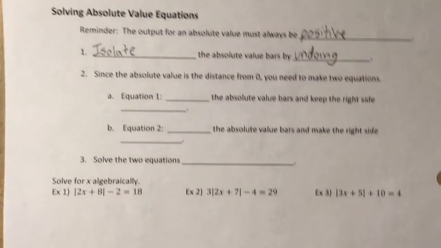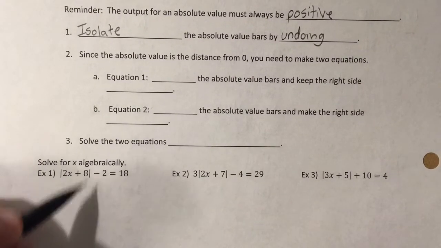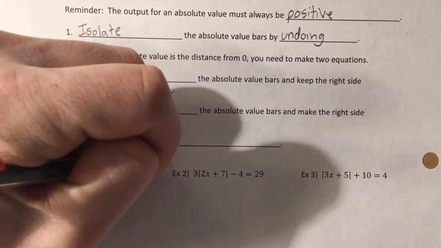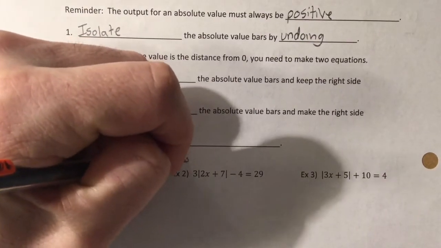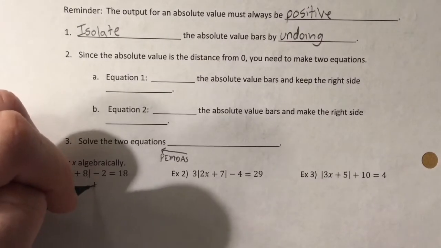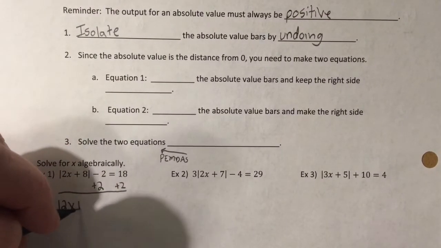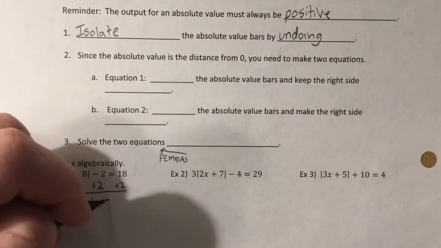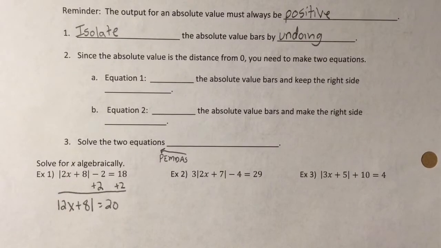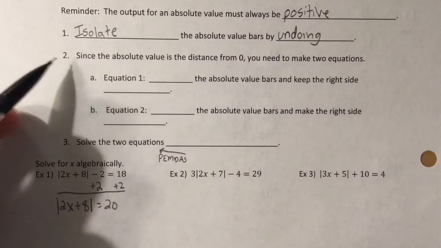So if we look at example 1 here, I want to get these absolute value bars by themselves. I'm using PEMDAS backwards to do that. So I undo addition and subtraction first. That minus 2 I have to undo by adding 2. So I have the absolute value of 2x plus 8 equals 20. Those absolute value bars are now isolated, so I can go on to step 2.